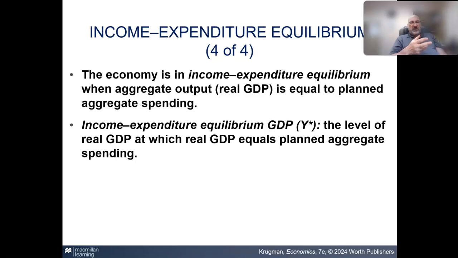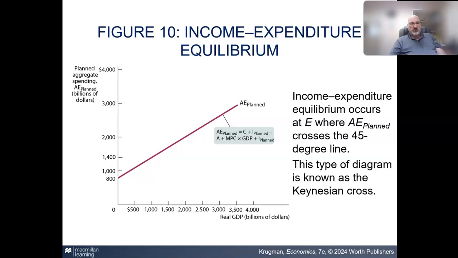So the economy is in income expenditure equilibrium when aggregate output, or real GDP, is equal to planned aggregate spending. Income expenditure equilibrium of GDP, which is basically income, is the level of real GDP at which real GDP equals planned aggregate spending. You probably realize I'm preaching to the choir at this point. So your equilibrium point, your planned AE, is right there.